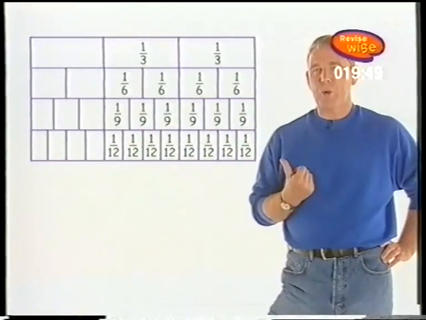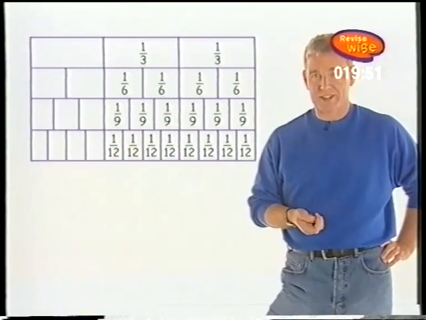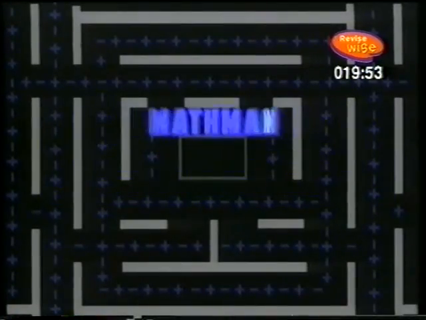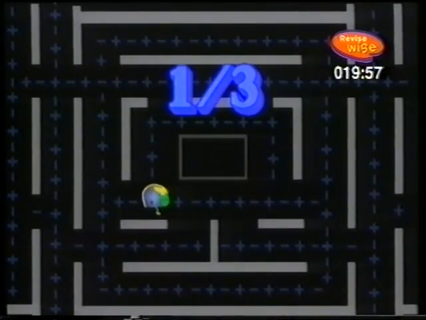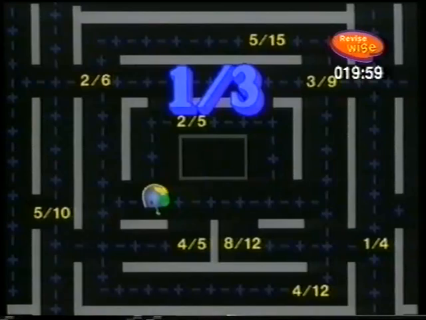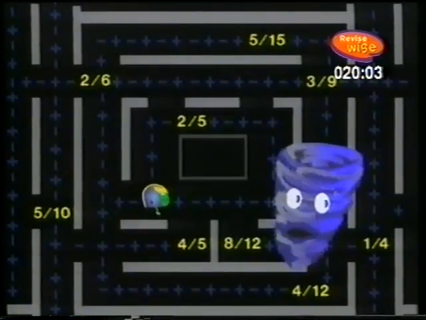See if you can spot the equivalent fractions before Mathman does. Mathman, your mission is to eat only fractions equal to 1/3. When you come to a number, you will have until a count of 3 to make your decision. And beware the obstreperous Mr. Glitch. He will eat you if you are wrong.